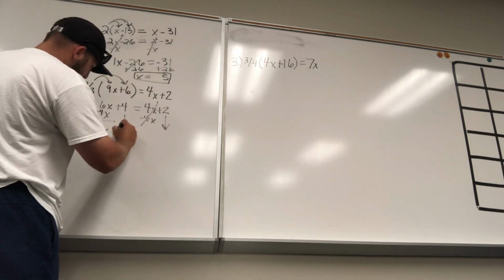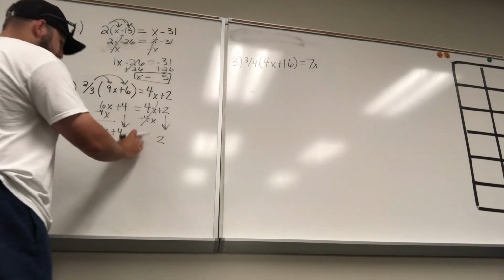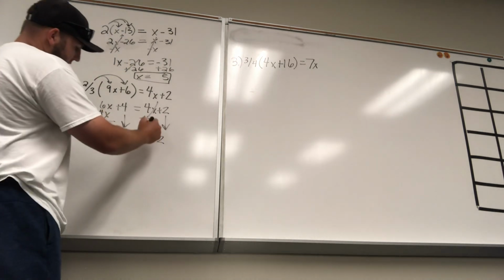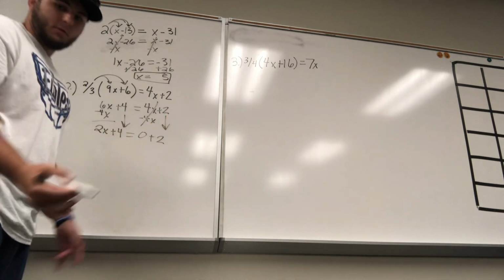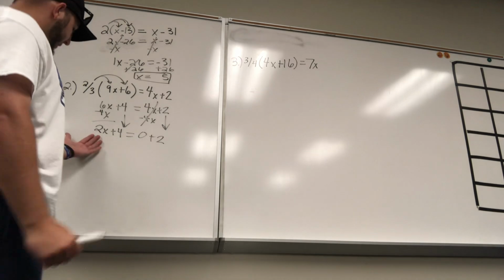So we have 2x plus 4 equals, all we have left here is 2. You can leave a gap in here to show the kids that's going to be 0 now, because it's the same thing if you want. If not, just leave it blank. Okay, so now we need to get the x by itself still.